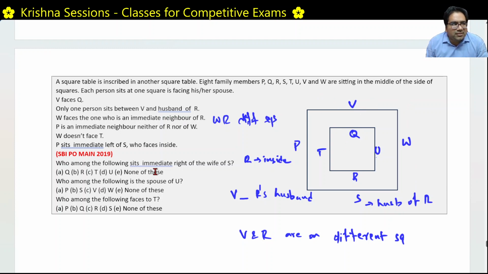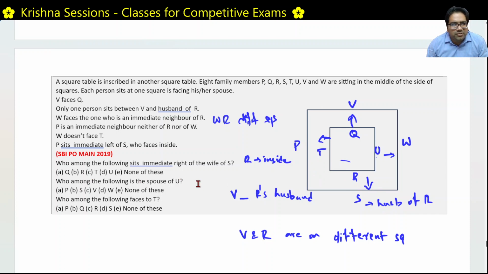Who among the following sits immediate right of the wife of S? Who is the wife of S? R is S's wife. Who is right of R? R is facing outside, facing down, facing this side. All these people are facing like this. Now, who is right of R? Right of R is T.